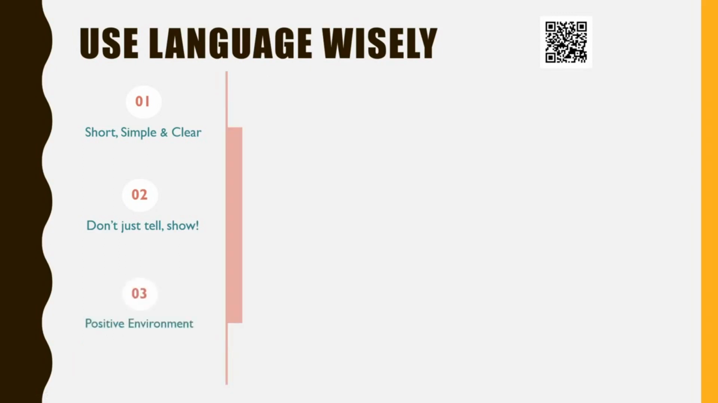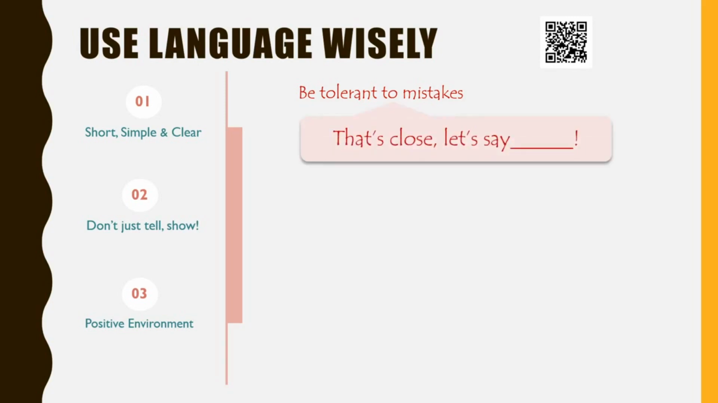Create a positive learning environment. First, you need to be tolerant of mistakes. Making mistakes is a process in language learning. You have to embrace unexpected reactions or answers. And most important, let students know it is okay to make mistakes in class. That can even be a diagnostic point for further learning.